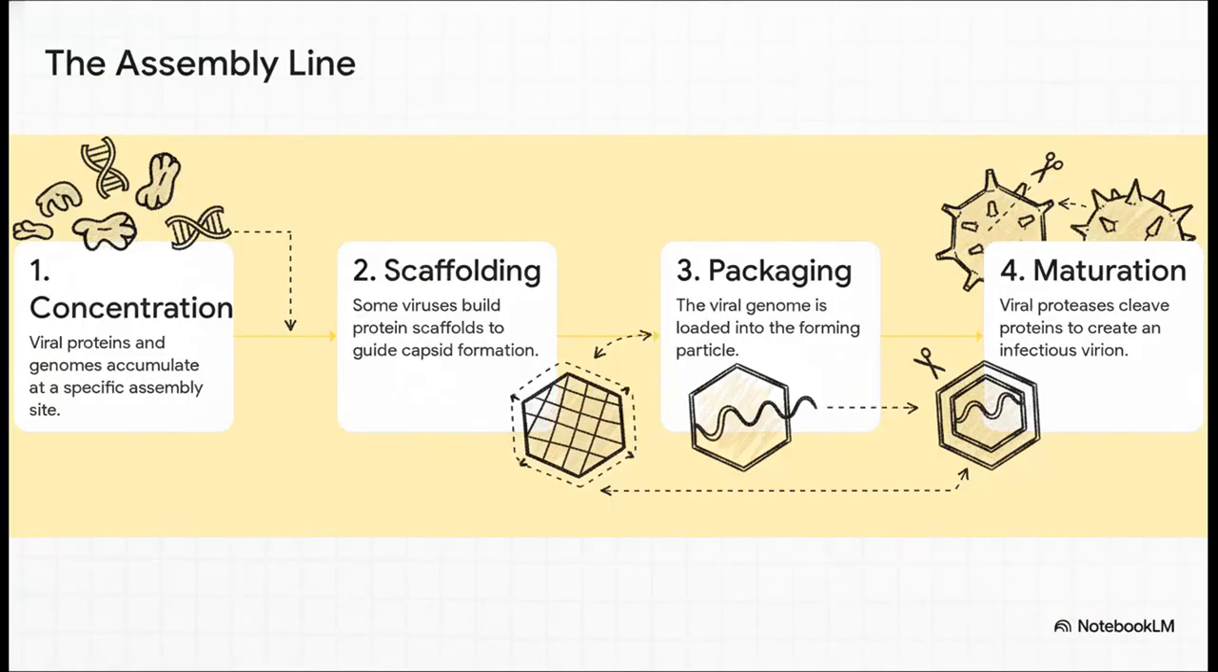Now, assembly isn't just a random jumble. It's a highly organized production line. First, all the components, the proteins and the genomes, they all get concentrated at a specific spot in the cell. Some viruses, like the herpes viruses, even build a temporary protein scaffold to guide the whole construction process. Next, the viral genome gets carefully packaged into the forming capsid, and then there's a final maturation step. This often involves viral proteases that come in and make a few final snips, which causes the structural proteins to snap into their final, stable, and most importantly, infectious shape.